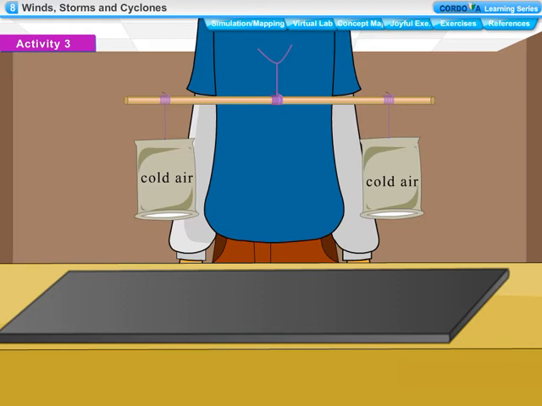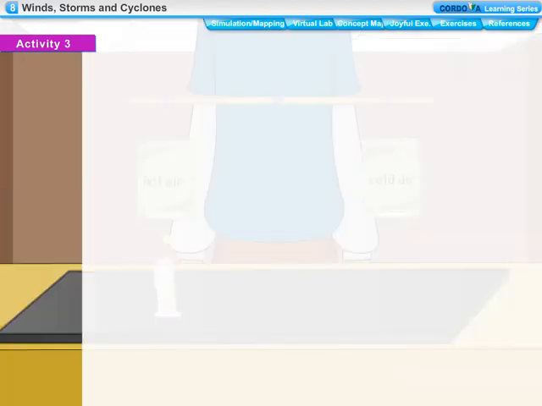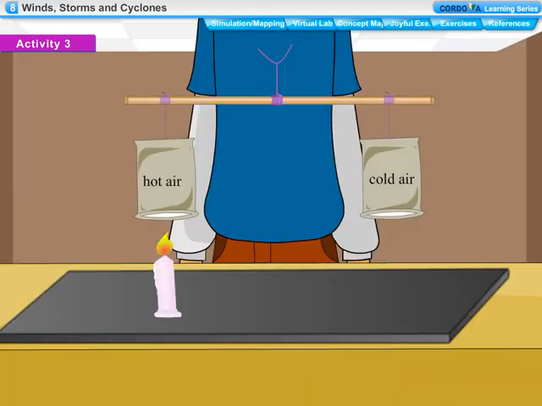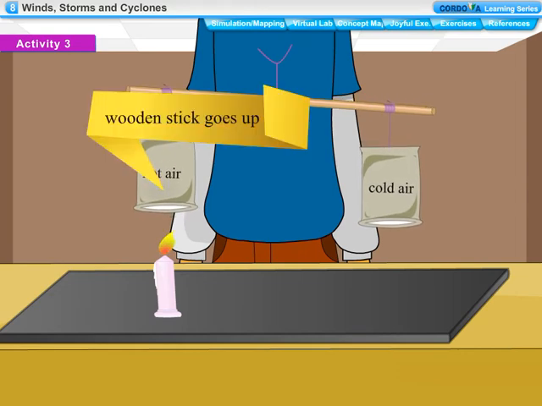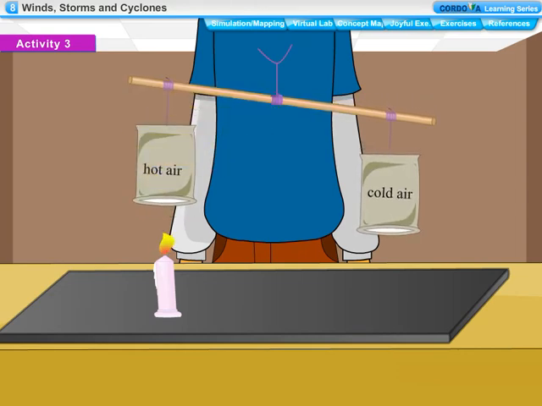Initially, the wooden stick is perfectly horizontal, showing that the 2 paper bags contain an equal mass of the same air, cold air. We put a burning candle below the open mouth of the left side paper bag. We see that after some time, the left side of the wooden stick goes up, showing that it has become lighter than the right side.